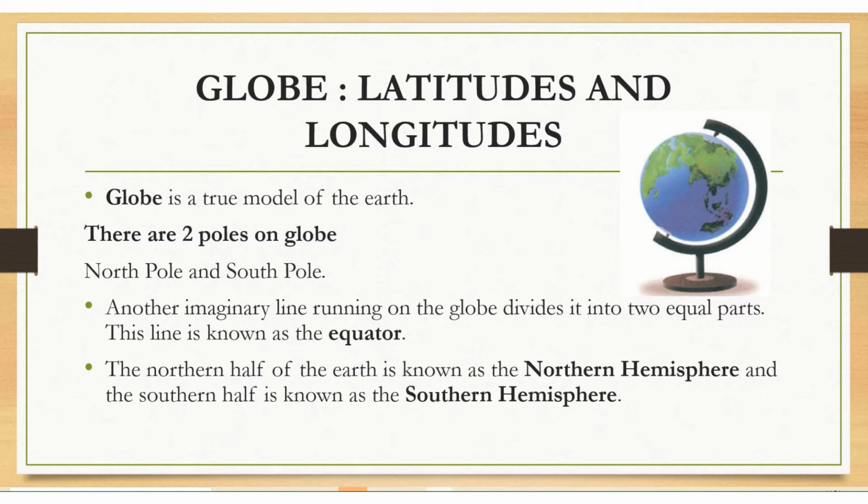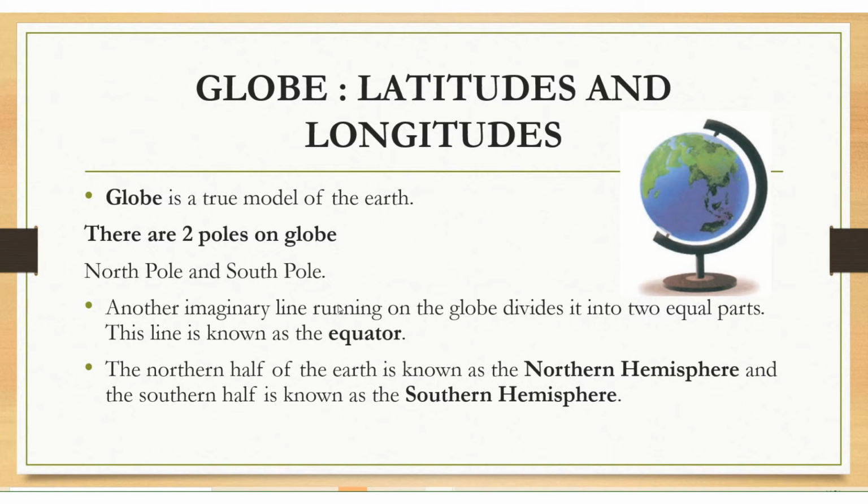Geography, sixth class NCERT, second chapter: Globe. A globe is a true model of the Earth. There are two poles on the globe, the North Pole and the South Pole. See, this is the North Pole and this is the South Pole.